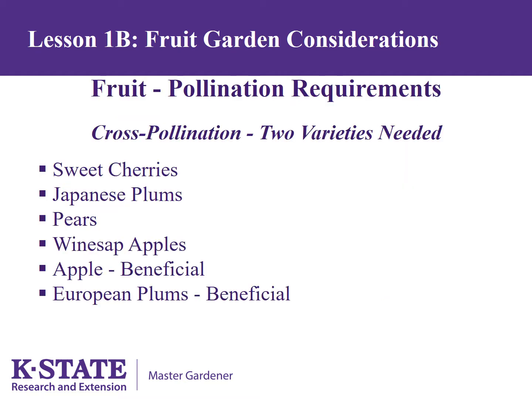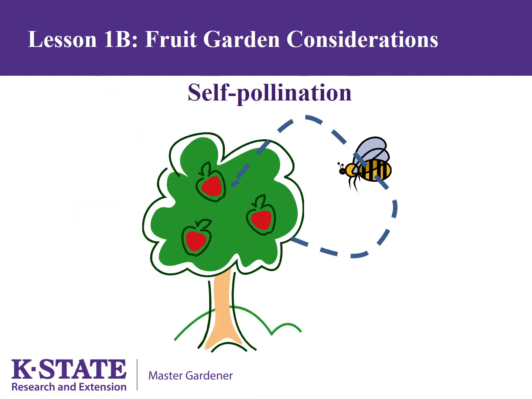This is a listing of fruit species that require cross-pollination and include sweet cherries, Japanese plums, pears, and winesap apples. Most apples and European plums find cross-pollination helpful, but may still bear some fruit without it. Also, there are exceptions to the rule. For example, Golden Delicious apples, Stella sweet cherry, and Kiefer pears do not require cross-pollination. Plants that do not require cross-pollination can pollinate themselves. Therefore, you only need one plant to get a crop.